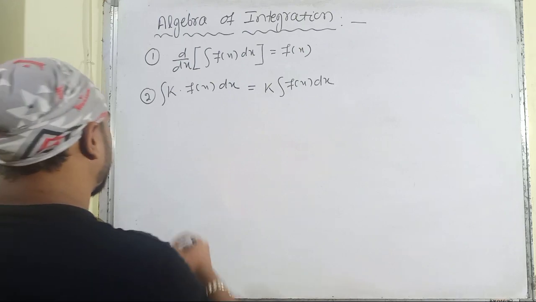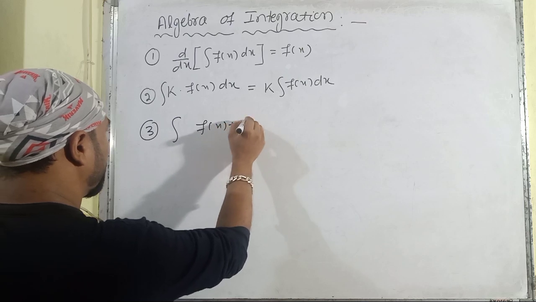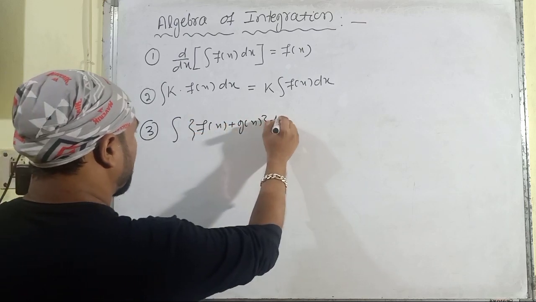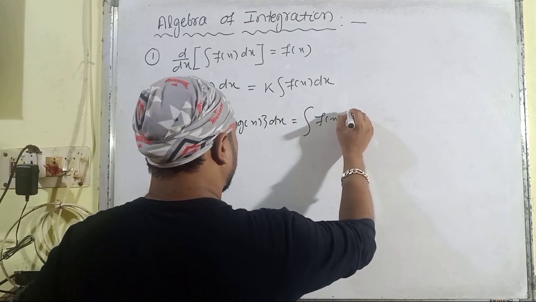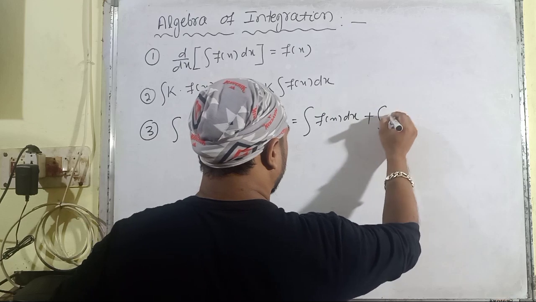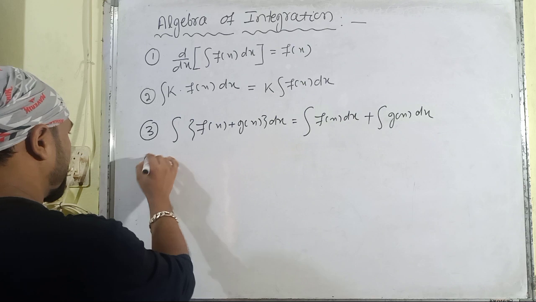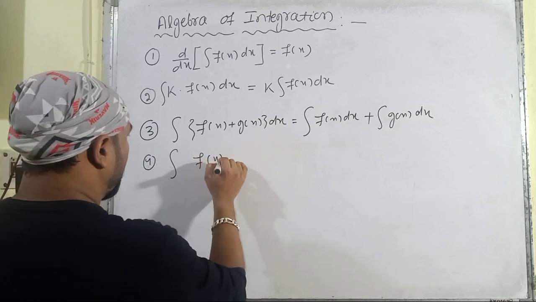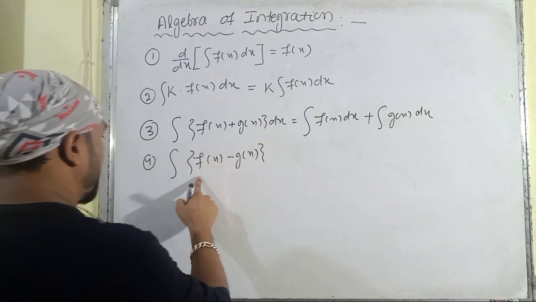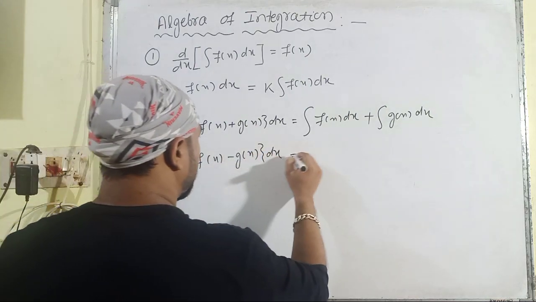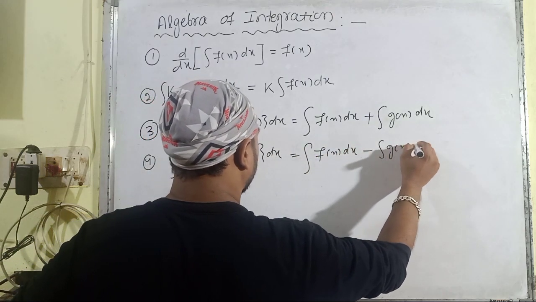Then coming to the third property, the integral of the sum of f of x plus g of x with respect to x will be the integral of f of x with respect to x plus the integral of g of x with respect to x. Similarly, in the subtraction case, the integral of f of x minus g of x with respect to x is equal to the integral of f of x dx minus the integral of g of x dx.